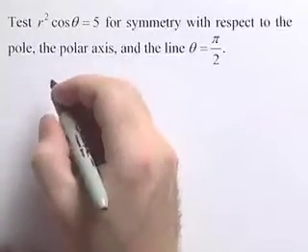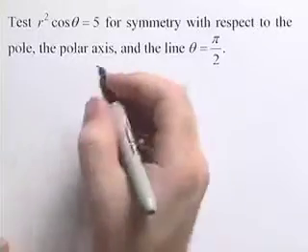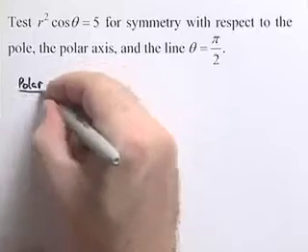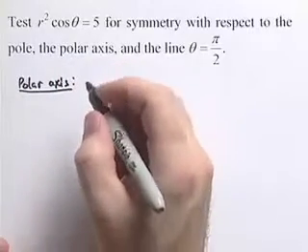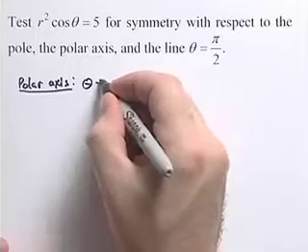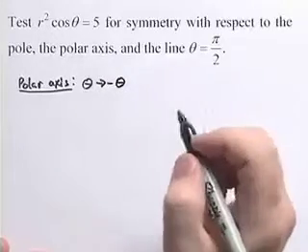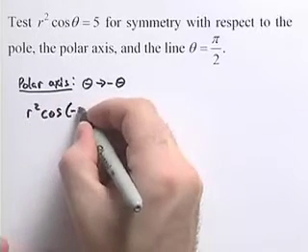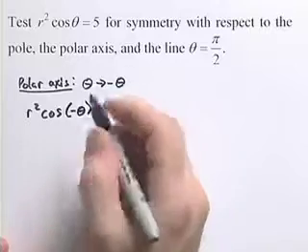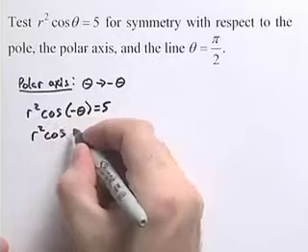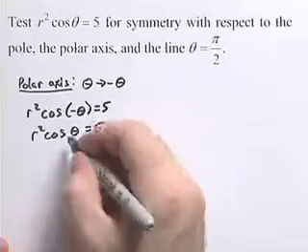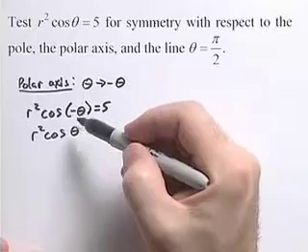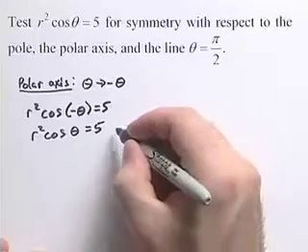We're going to start by checking for symmetry around the polar axis. To check for symmetry around the polar axis, we're going to replace theta with negative theta and see if we get the same equation back. So we'll have r squared times the cosine of negative theta is equal to 5, which gives us r squared cosine theta equals 5, since cosine is an even function. This is the same equation that we started with, so there is symmetry with respect to the polar axis.